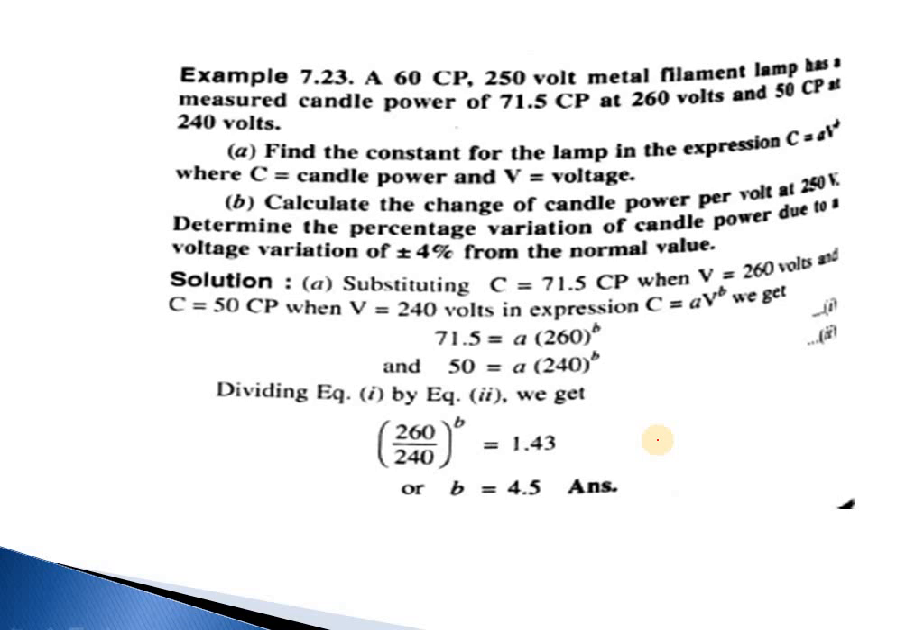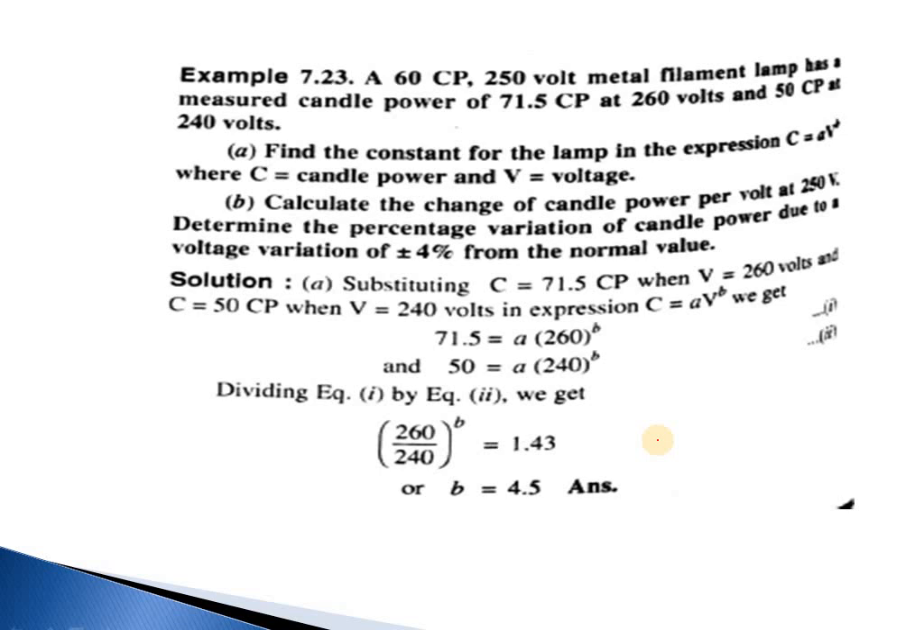A 60 CP 250 volt metal filament lamp has a measured candle power of 71.5 CP at 260 volts and 50 CP at 240 volts. A: Find the constants for the lamp in the expression C equals A V to the power B, where C is candle power and V is the voltage. B: Calculate the change of candle power per volt at 250 volt. C: Determine the percentage variation of candle power due to a voltage variation of 4% from the normal value.